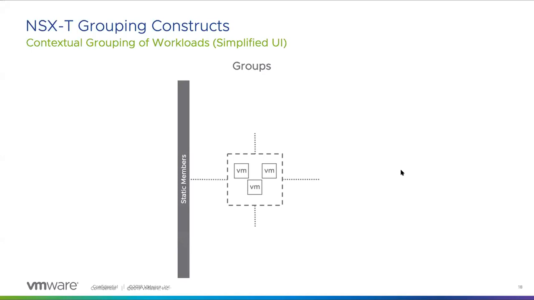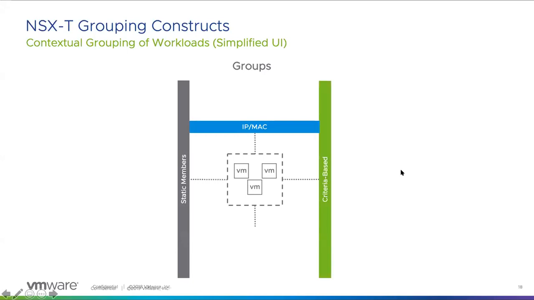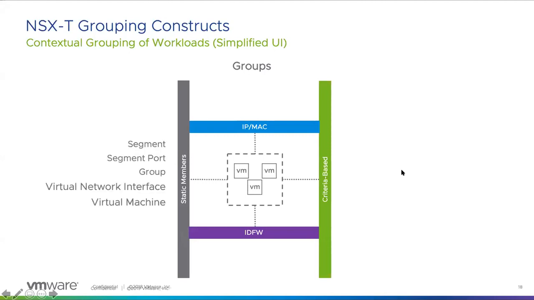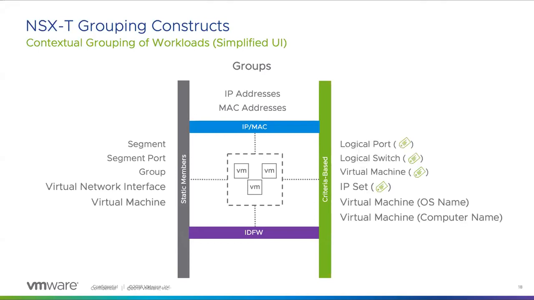Grouping constructs. So we can group things in a variety of ways in NSX-T. We do static members, IP/MAC, criteria based, and then the identity based firewall. For static members, we're looking at things like segments, segment ports, groups, virtual network interfaces, virtual machines. IP/MAC, of course, is IPs or MACs. The criteria based one is the interesting one, where we do logical ports and switches and virtual machines, but these can all be tags. You can create tags based on these things, I should say. And then there's also things like virtual machine OS name and type, or the virtual machine computer name.